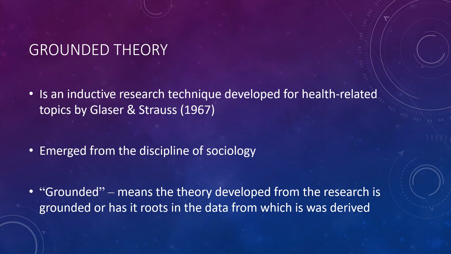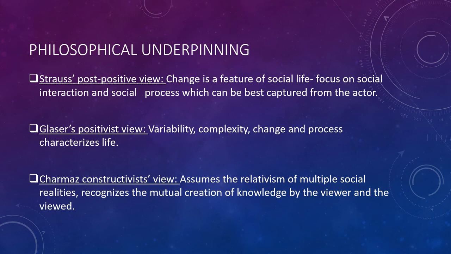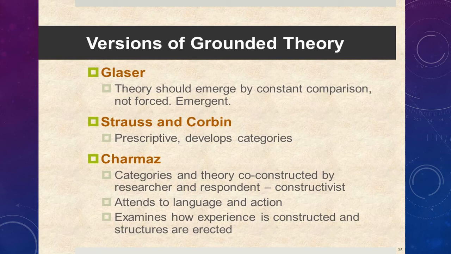So I don't have to go through this, but the philosophical underpinnings of grounded theory are from the Strauss post-positive view, Glaser's positive view. And Charmaz was a student of Glaser's, so it assumes the relativism of multiple social realities, and recognizes the mutual creation of knowledge by the viewer and the viewed. So if you look at the different versions of grounded theory, for Glaser, theory should emerge by constant comparison, and this is a very important concept in grounded theory. It should not be forced, but it should emerge.